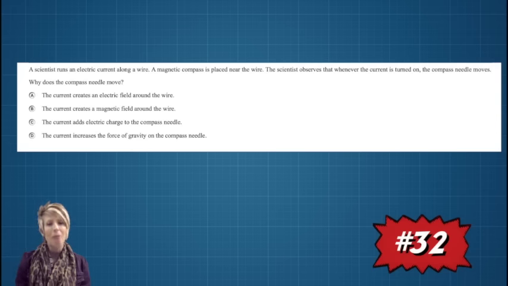Now, we talked about what happens with electricity and magnetism and how they are related. So using that, I don't want to give you too much information. I want you to use that to see if you can figure out what would be the correct answer. Why would a magnetic compass, whenever that current is turned on, why would the needle inside the compass move?